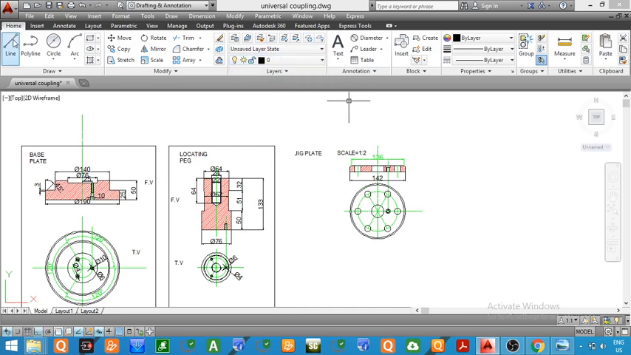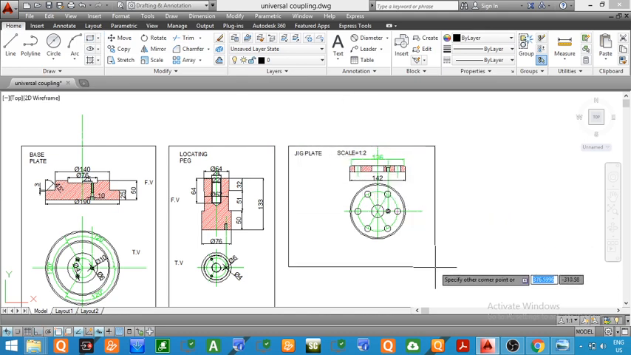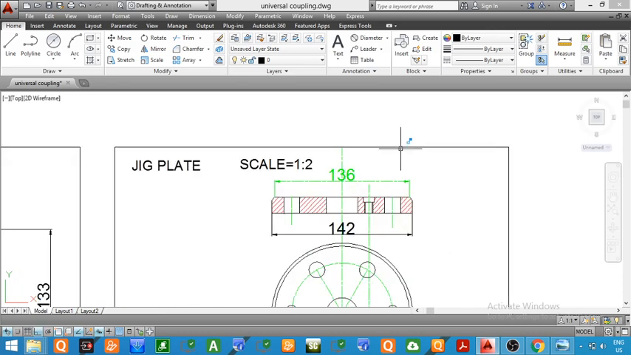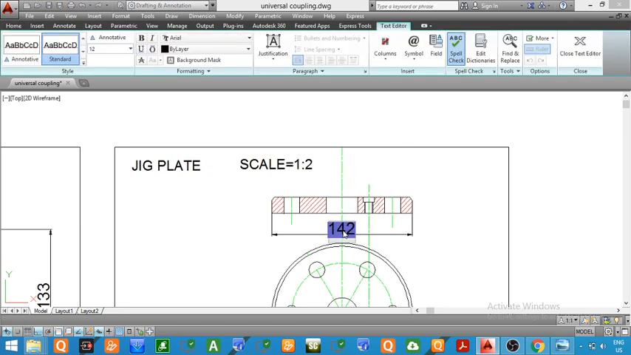Now we'll give the dimensions one by one. Before that I will draw a box outside it. Now we will give the dimensions one by one. So this diameter in actual, in the question, was given as 284. So instead of 142 I will write 284.